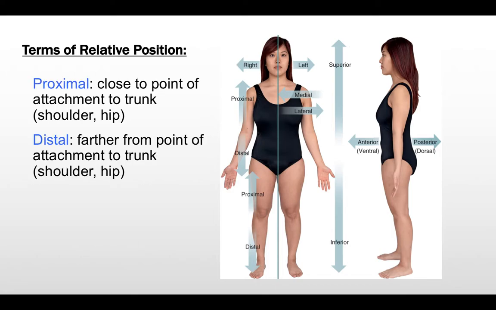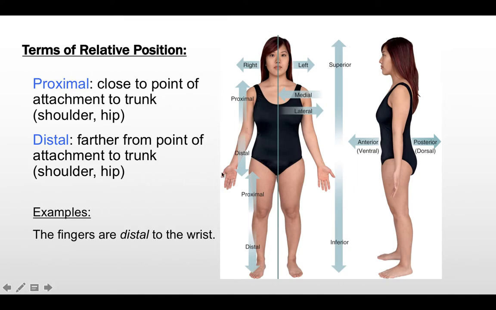Proximal and distal. For these terms, we have to be talking specifically about limbs because in the definition it talks about attachment to the trunk. So proximal means that the structure is closer to the point of attachment than the other structure, and distal means, of course, farther from the point of attachment. There's only two attachment points in the human body. Your arm attachment point would be your shoulder. Your leg attachment point would be your hip. So those are always what we're comparing to.